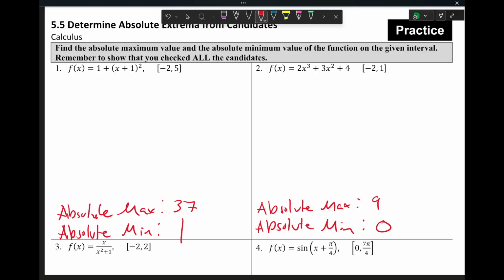Let me offer help with the first couple, if anybody needs it. So, you guys can check your answers with the class website, but if you haven't started doing that yet, here are my answers to questions 1 and 2. Absolute min and max was 1 and 37, and then 0 and 9 for those two.